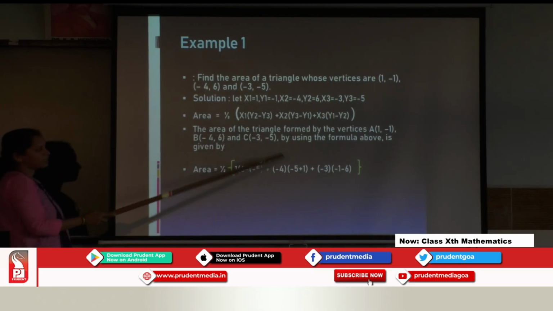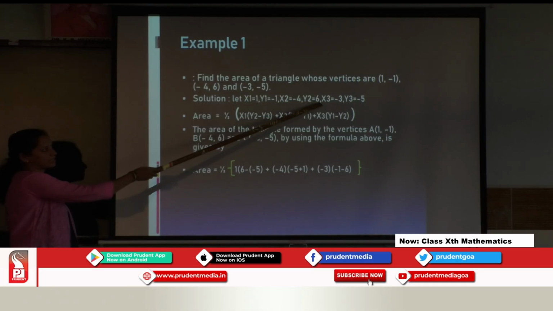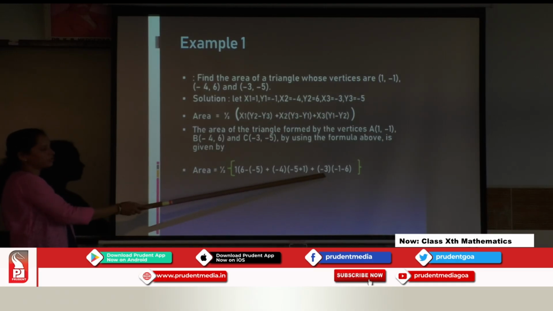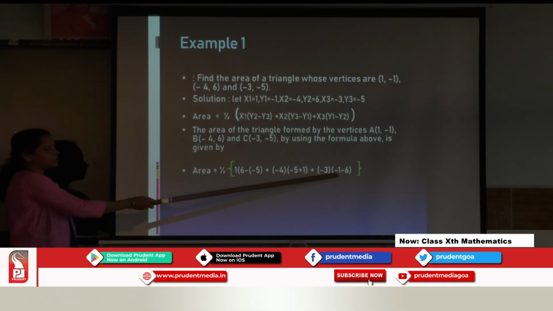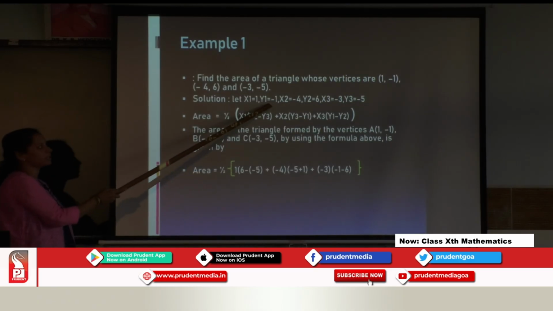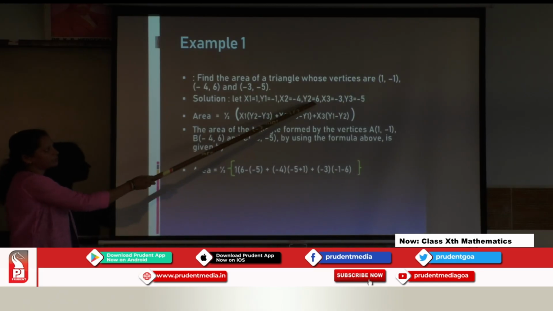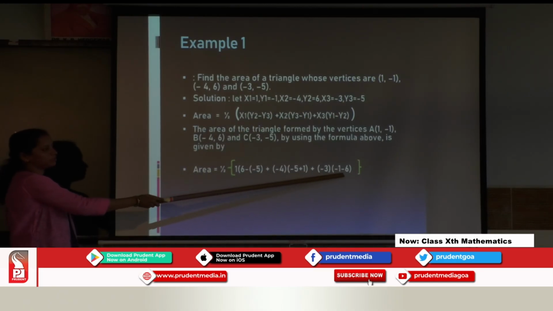So minus into minus will become plus. So -5 plus 1, plus x3. x3 is equal to -3. So we will put here -3 into bracket (y1 minus y2). y1 is equal to -1 and y2 is equal to 6. So -1 minus 6.